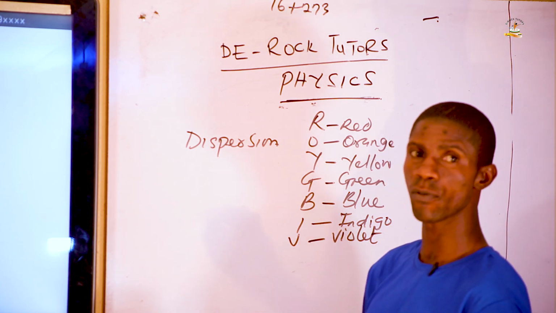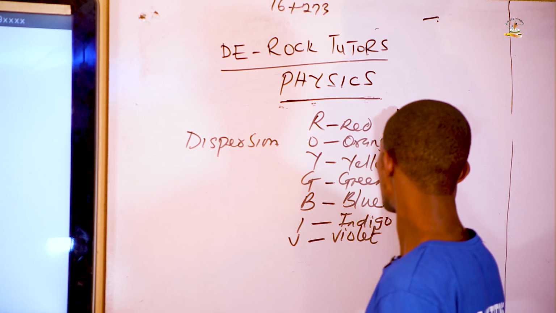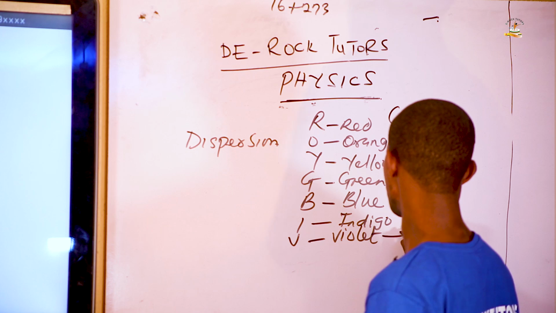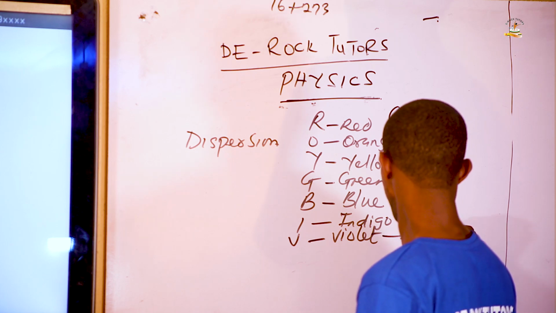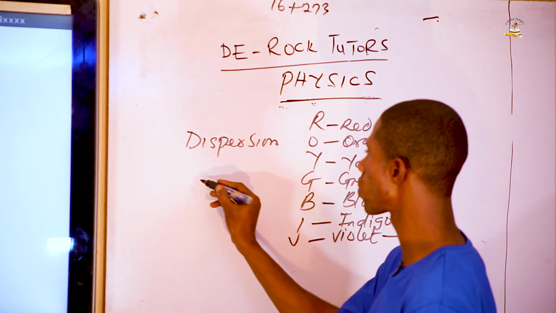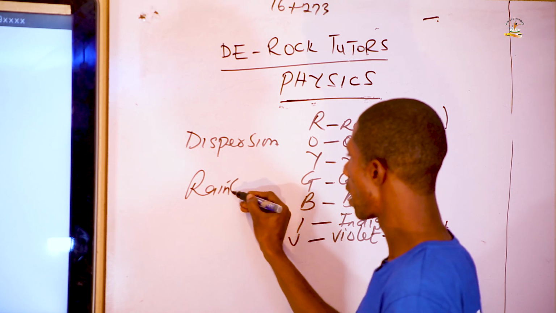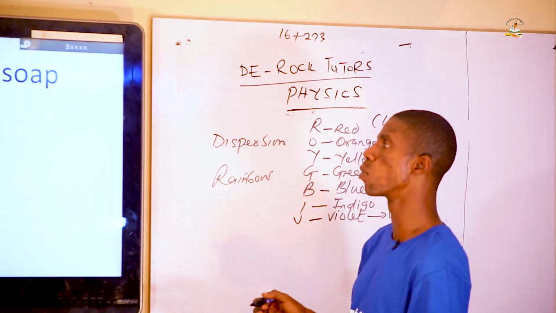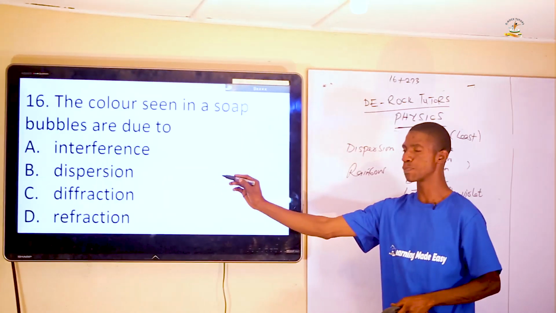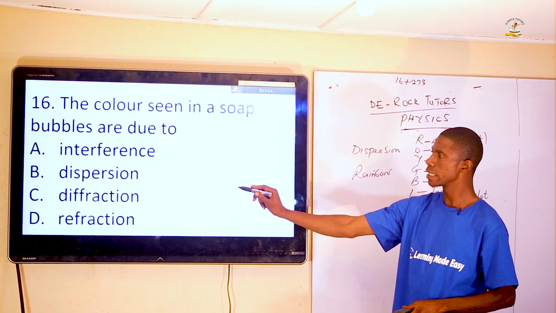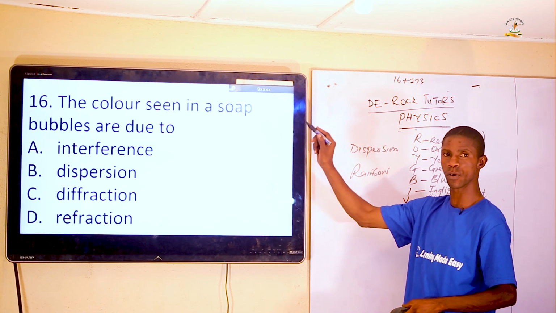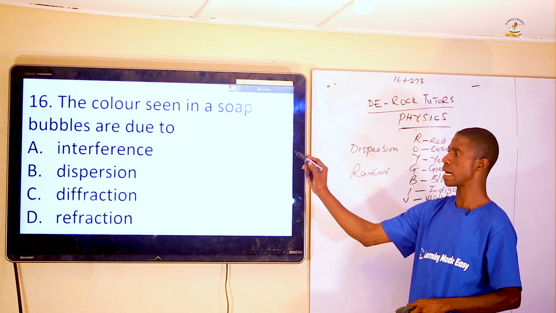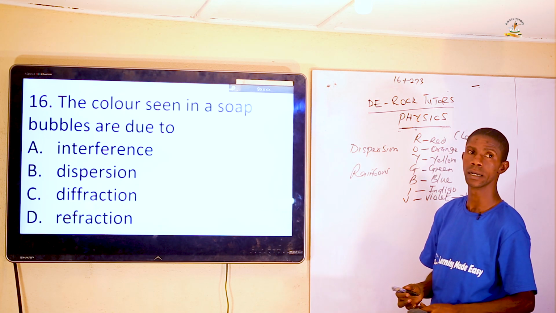So in that scattering of white light, red is deviated the least, then violet the most. These 7 colors also constitute the colors we have in a rainbow. For the bubbles, the color stains in a soap bubble are due to dispersion of white light. Diffraction is another phenomenon of waves, and likewise refraction. So the answer to that question is dispersion.